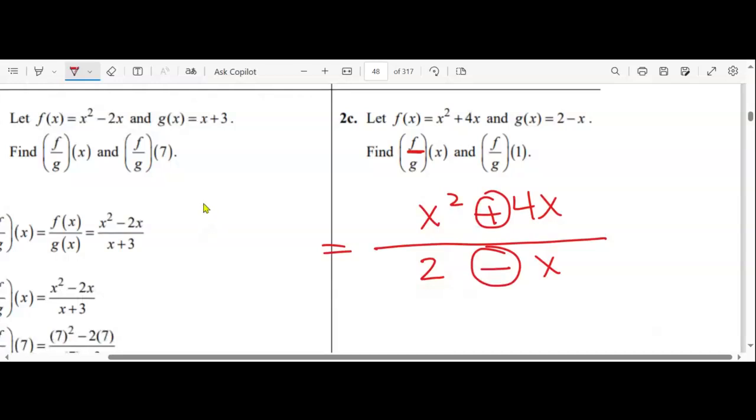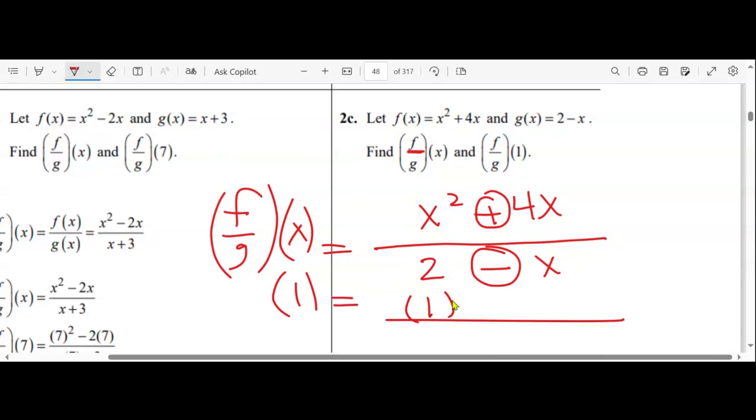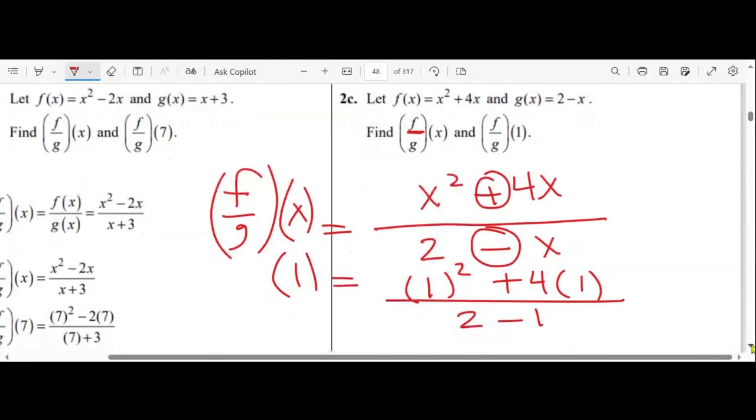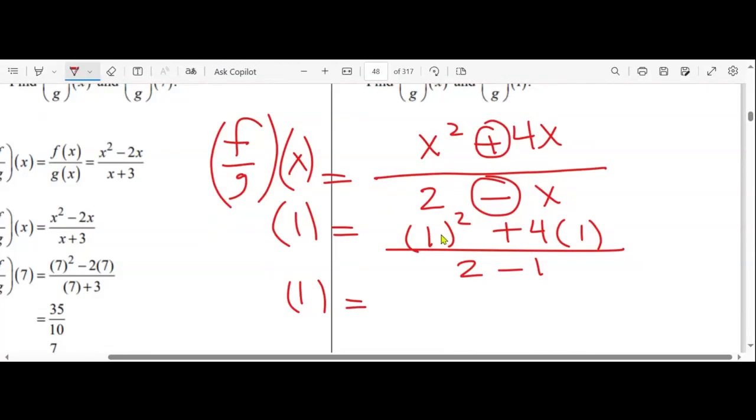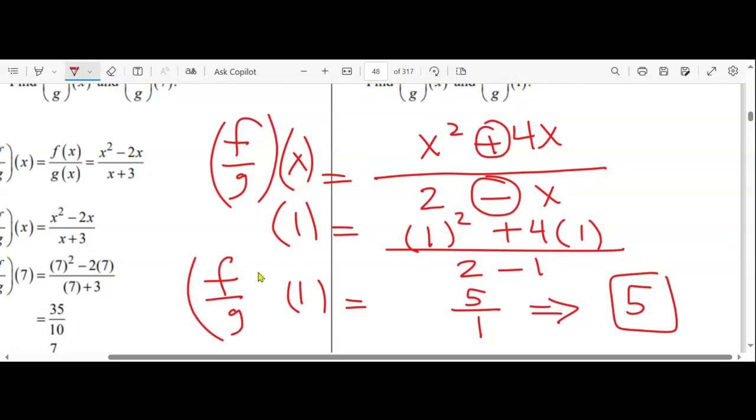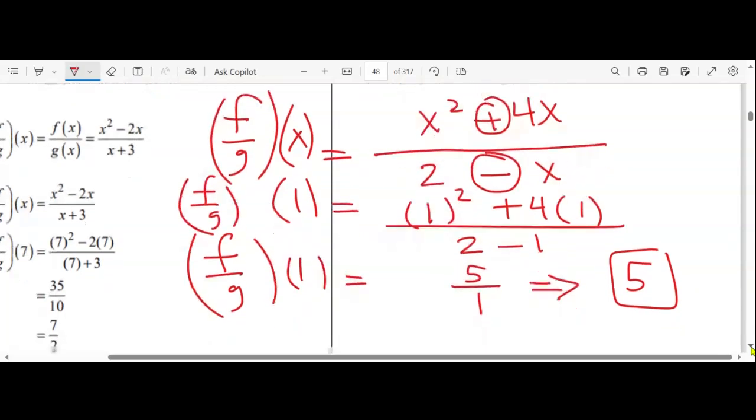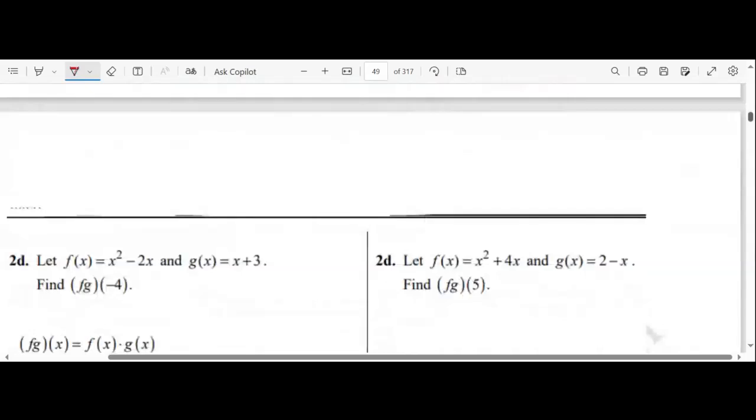Okay, now what's after this? He's asking what? To replace x by what? By 1. So let's do it. 1 squared plus 4 times 1, over 2 minus 1. Who can tell me what will be the answer? 1 plus 4 is 5 over 1. Or you can say 5. Is this clear? Clear or not clear? Move on.